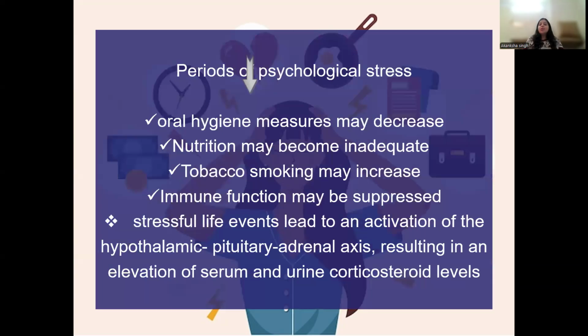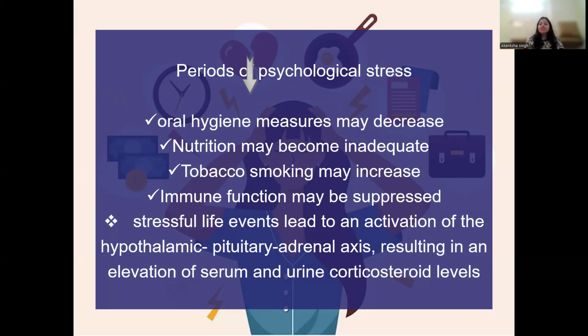Then next is, what happens during a period of psychological stress? First, oral hygiene measures may decrease. So again, they are correlating it with our oral hygiene. When we are under so much stress, the first thing is we avoid our oral hygiene. We avoid our nutrition, because that also becomes very inadequate. Some people also turn to certain drugs, tobacco, smoking, which also increases. Because of stress, the immune function can also get suppressed.